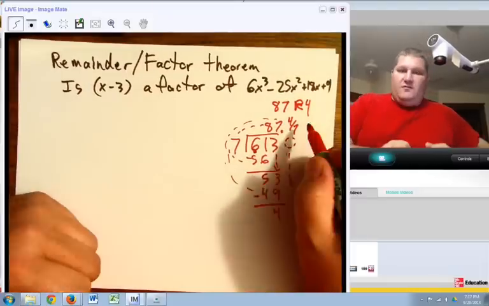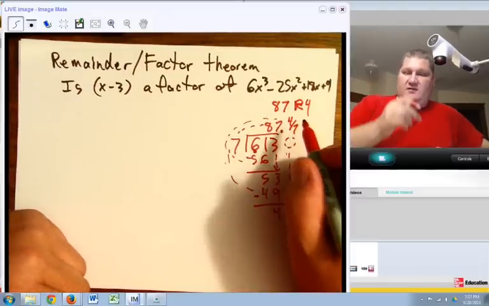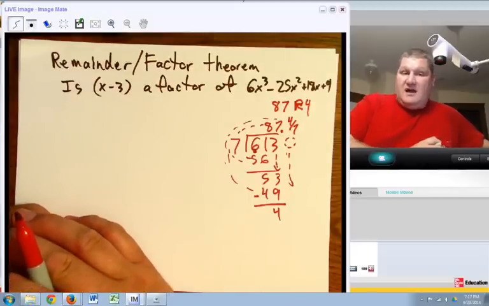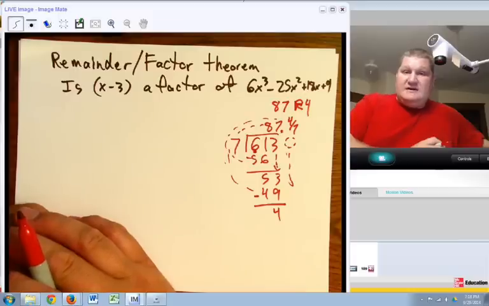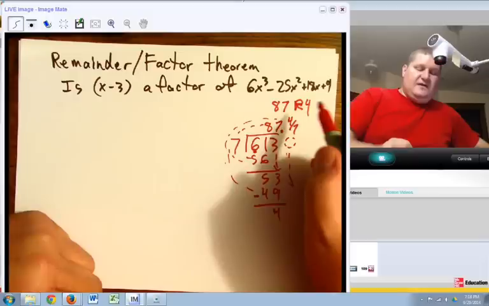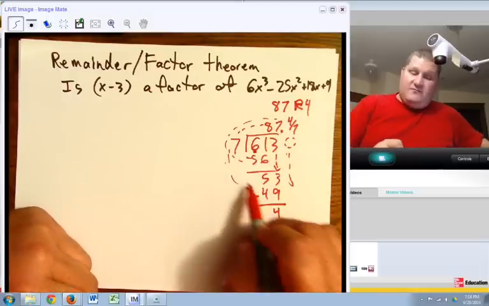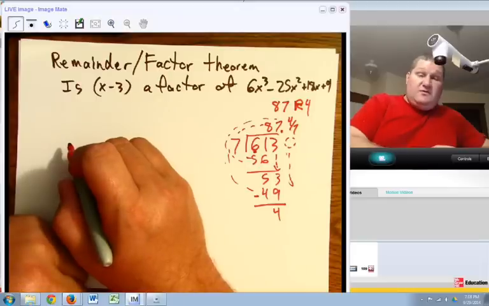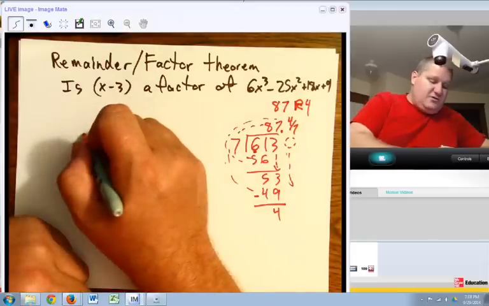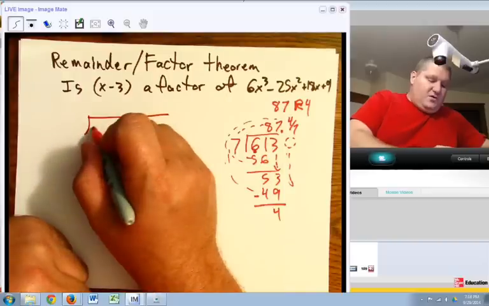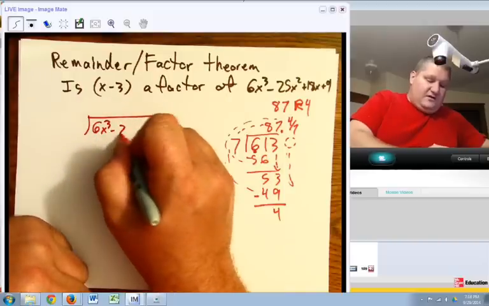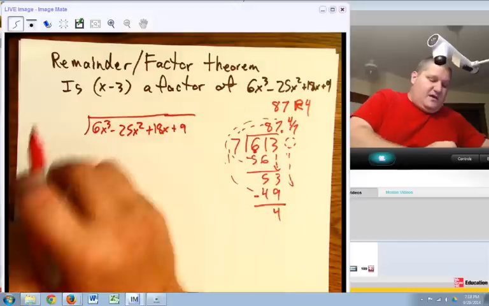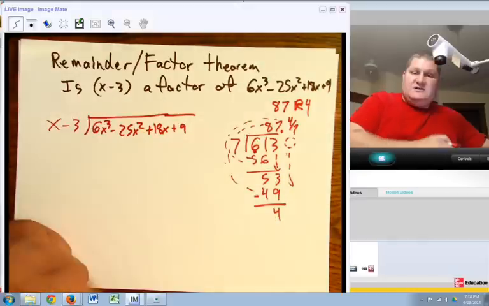Now, if I have a remainder, it means it does not go in evenly. So the basis of the remainder theorem is that if something is divisible by something else, then your remainder will be indeed 0. So, given that little fact and this method, let's do long division for polynomials. Something you did in Algebra 1, you've done it in Algebra 2, you are expected to know it here. With that, we have 6x cubed minus 25x squared plus 18x plus 9. And I want to determine, is x minus 3 a factor?